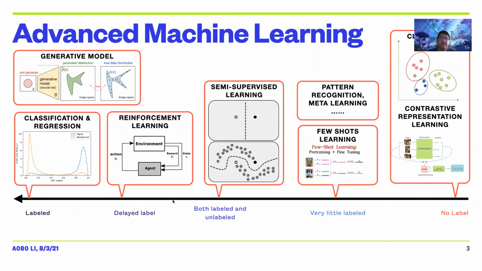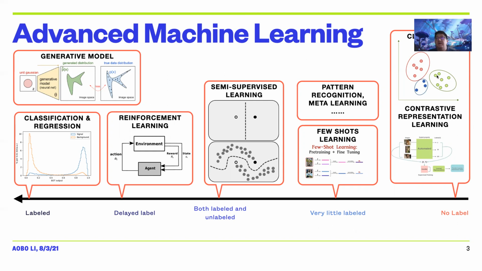For example, you can have a label that does not arrive on time when you are training the neural network. To deal with that, we can do reinforcement learning. You can have both labeled and unlabeled data, and to deal with that, you can do semi-supervised learning. Your data might have very little label data in it. In this case, you can do what we call few-shot learning.